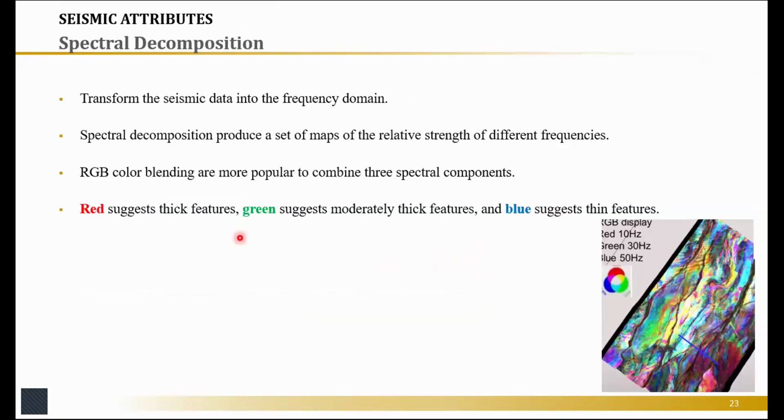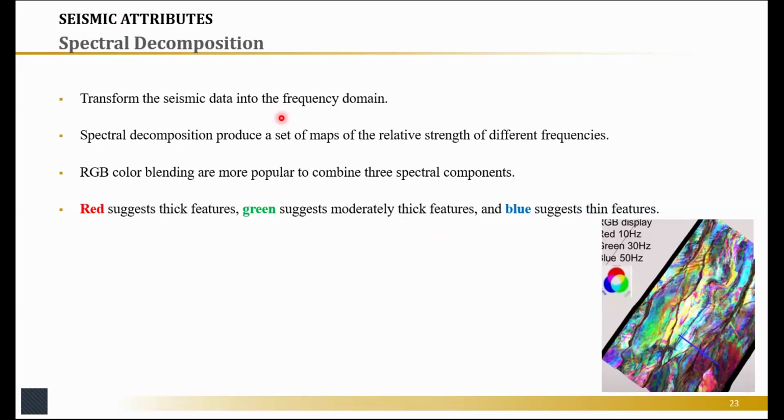Moving to another attribute, which is very common, which is spectral decomposition. For the spectral decomposition attribute, we are now moving from amplitude and phase to the frequency domain. We actually transform the seismic data from the time or depth domain into the frequency domain.